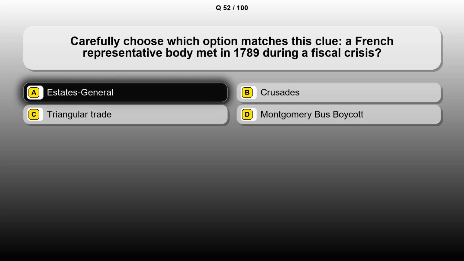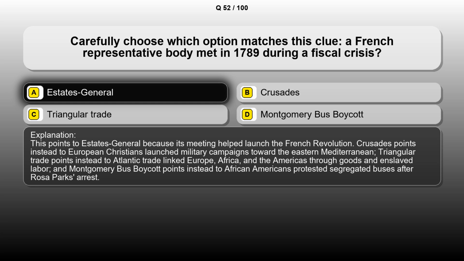The correct answer is option A, Estates-General. This points to Estates-General because its meeting helped launch the French Revolution. Crusades points instead to European Christians launched military campaigns toward the Eastern Mediterranean. Triangular Trade points instead to Atlantic trade linked Europe, Africa, and the Americas through goods and enslaved labor. And Montgomery bus boycott points instead to African Americans protested segregated buses after Rosa Parks' arrest.